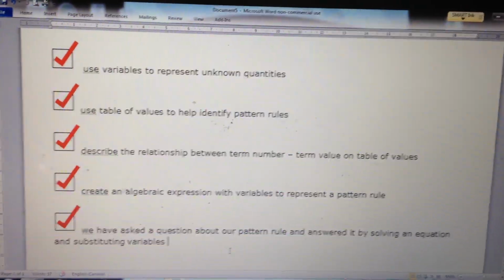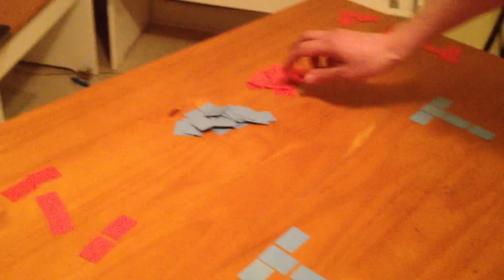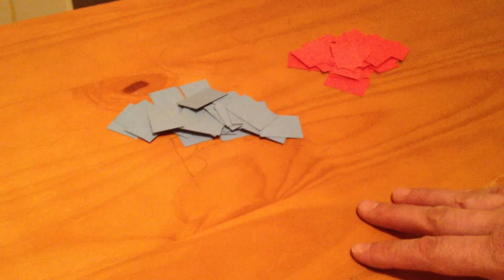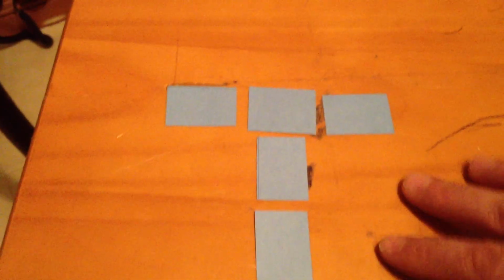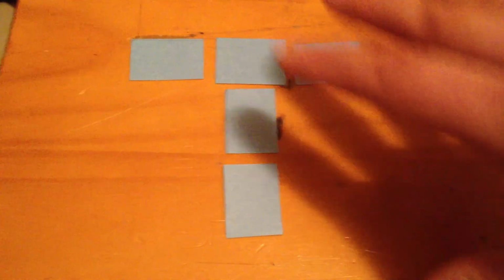So what we're going to do now is create a pattern using some colored paper tiles. And in creating this pattern, we're going to hopefully find where the algebra is in all of this. So I have decided to pick a random letter out of the alphabet, and I have picked the letter T. And I constructed the letter T using these 5 blue tiles. So that is my first figure.